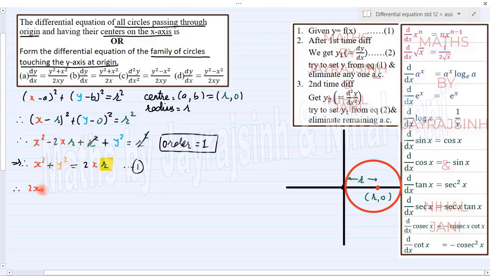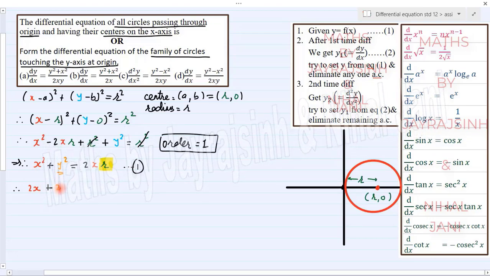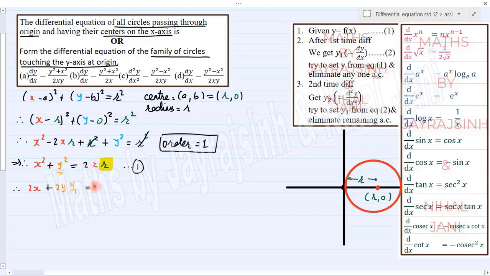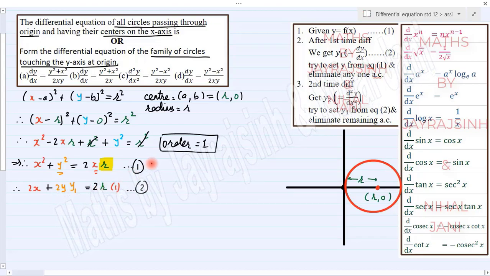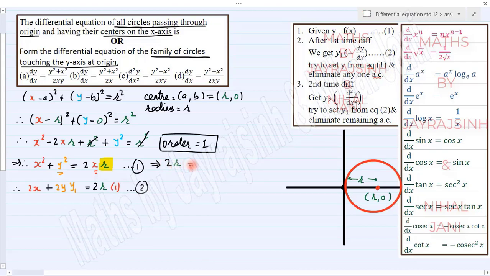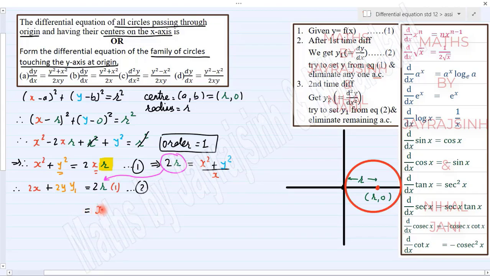So differentiation of x square will be 2x plus differentiation of y square will be 2y into differentiation of y, or we can say y1, is equal to, on the right hand side, 2 and r are constants. We just have to differentiate our x, which will be 1. So we get our second equation. Now we just have to eliminate this arbitrary constant r, and for that we will use our first equation. From the first equation we can say 2r is equal to x square plus y square upon x. Substitute this value on the right hand side. We will get x square plus y square upon x is equal to 2x plus 2y1.